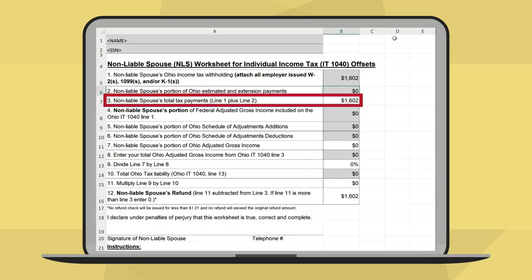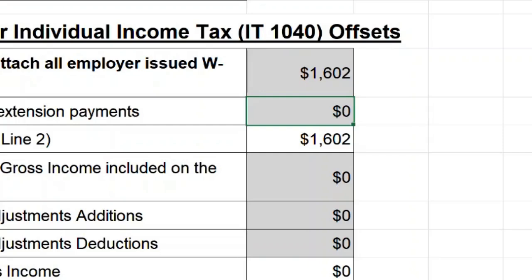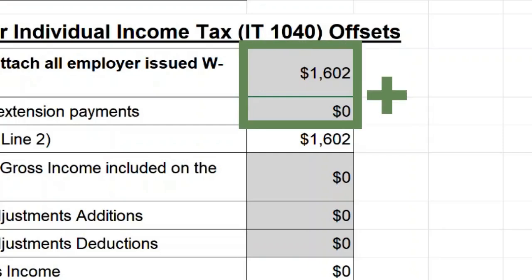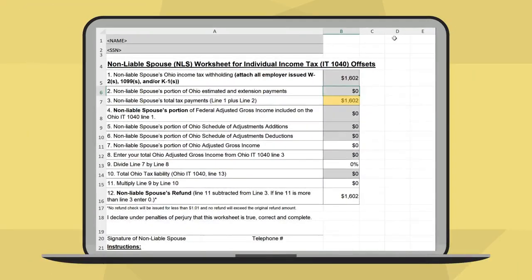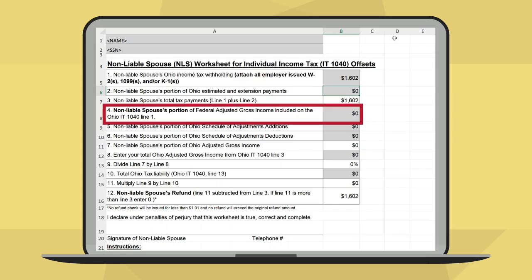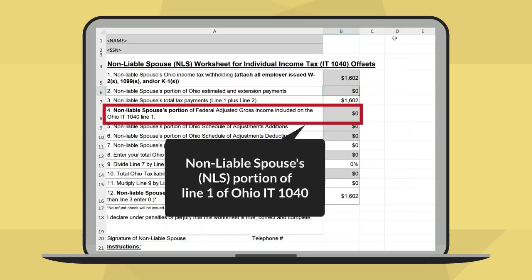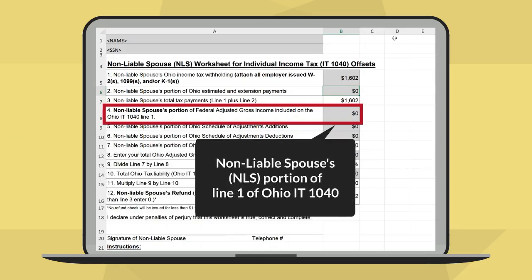Now for line 3, you will calculate the non-liable spouse's total tax payments. Simply add together your entries from lines 1 and 2 of this worksheet. This combined total represents all the payments and credits the Ohio Department of Taxation will consider when determining your portion of the refund.